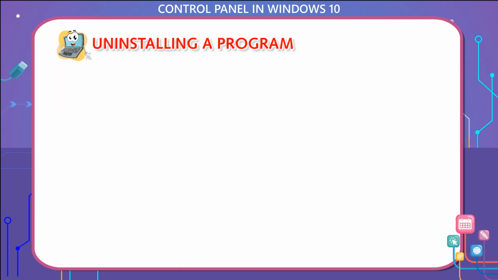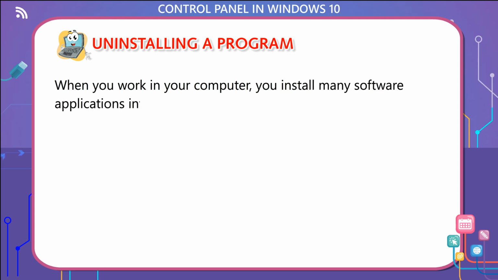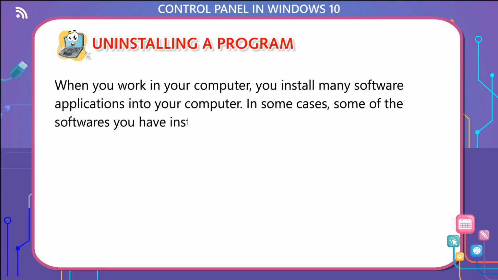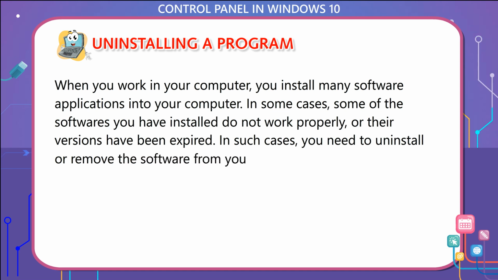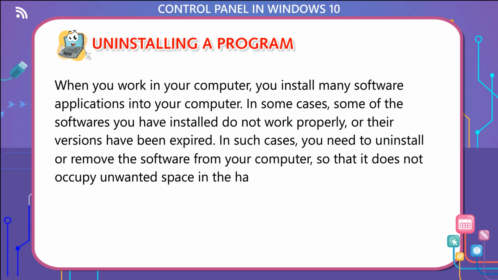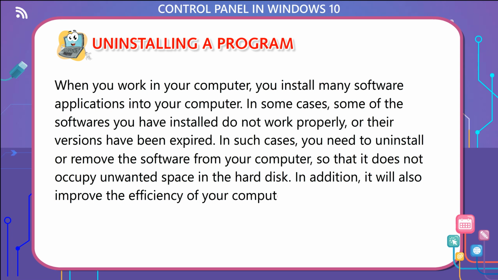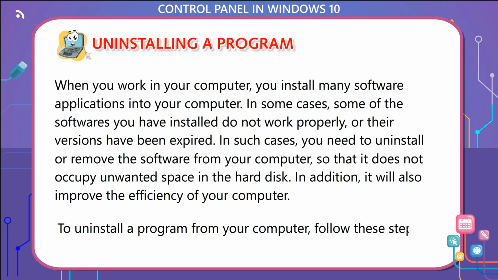Uninstalling a program. When you work on your computer, you install many software applications onto your computer. In some cases, some of the software you have installed does not work properly, or its version has expired. In such cases, you need to uninstall or remove the software from your computer so that it does not occupy unwanted space on the hard disk. In addition, it will also improve the efficiency of your computer. To uninstall a program from your computer, follow these steps.